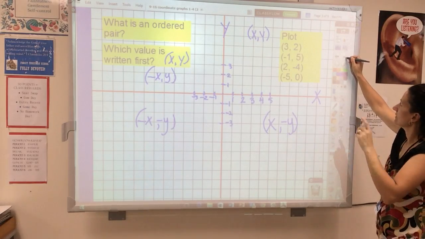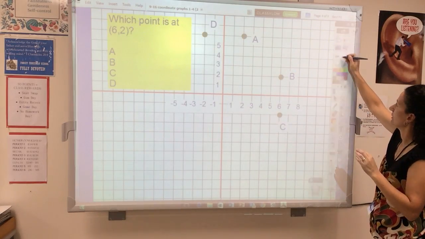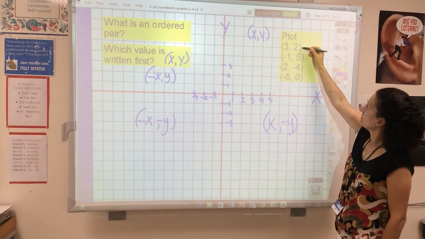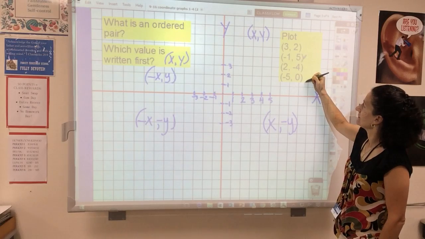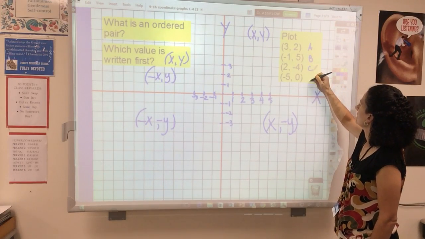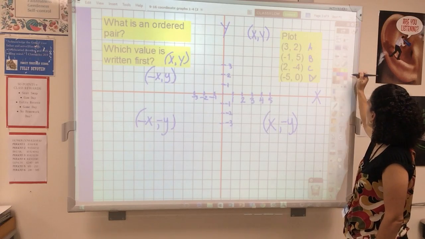All right, so let's talk a little bit about how to plot these points. Let me go back. I'm going to show you how to plot points such as these. The first one, I'm going to call them A, B, C, and D, and I'll use black. Hopefully you can see that.